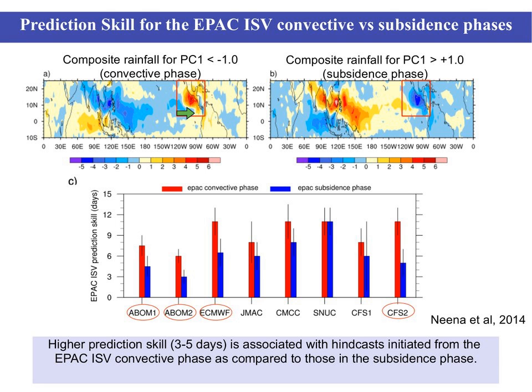So the convective and subsequent phases are identified based on the PC amplitude, and then the hindcasts initiated during those days were grouped together, and the estimates of prediction skill and predictability were made. All of these are coupled models, and out of the 8 models, a higher prediction skill, about 3 to 5 days difference, was found in 4 models for hindcasts initiated from the convective phase of Eastern Pacific ISV as compared to the subsidence phase. But the other 4 models do not show the sensitivity.